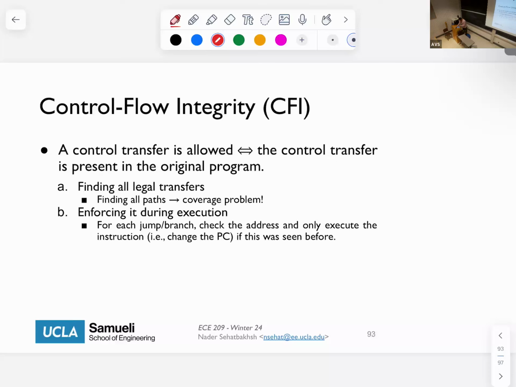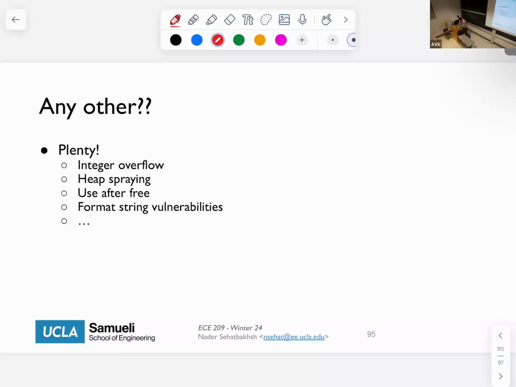So yeah, control flow integrity. I think I talked about that. There's a whole bunch of other types of corruptions that I didn't talk about: integer overflow, heap spraying, use after free. I kind of talked about this one. Format string vulnerabilities. These are all just ways of corrupting your memory. As I said, many of these exist in your system.